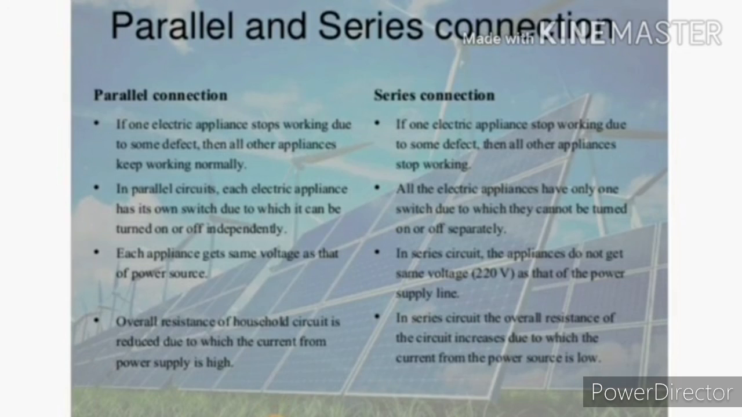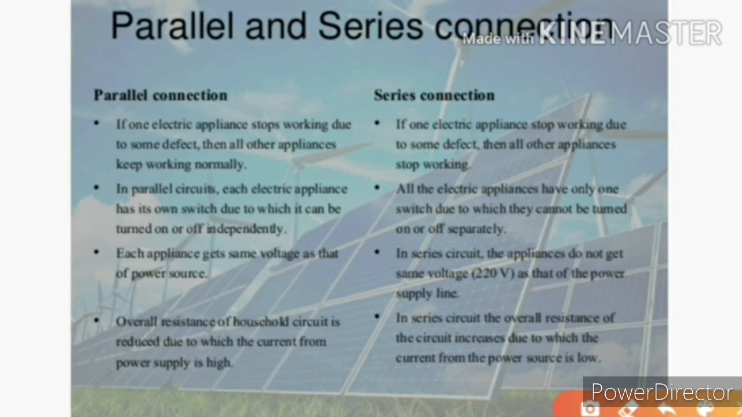Now the comparison between the parallel and the series connection. In case of parallel connection, if one electric appliance stops working due to some defect, then all other appliances keep working normally. But in case of series connection, if one electric appliance stops working due to some defect, then all other appliances stop working. So this is the disadvantage of series combination.